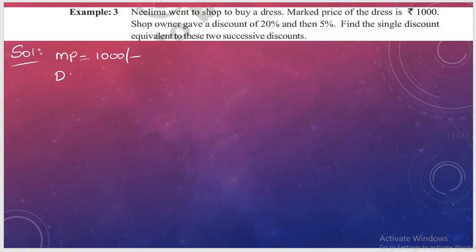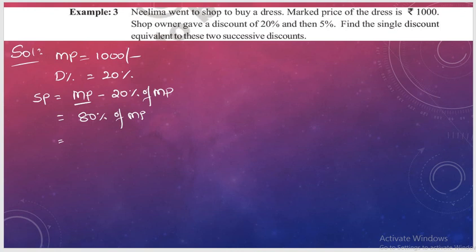Next, what is the first percentage given? 20%. Now from this, what can I say? We know the market price, we know the discount percentage, so we can directly go with selling price. Selling price is equal to market price minus 20% of market price. In the previous problem we have done it already, right? MP is 100%, so directly I can write it as 80% of market price, which I can write as 80 by 100 into 1000.